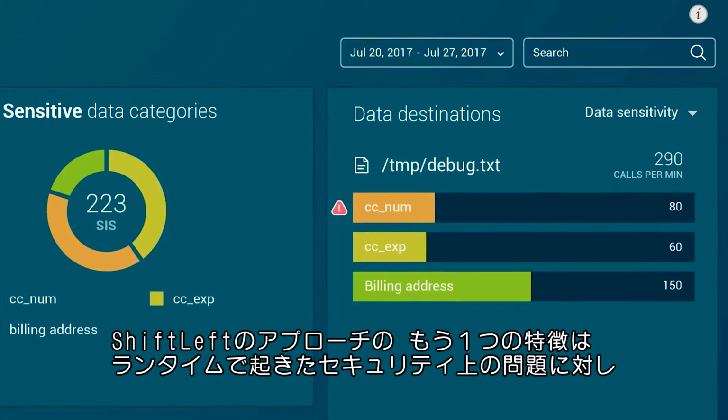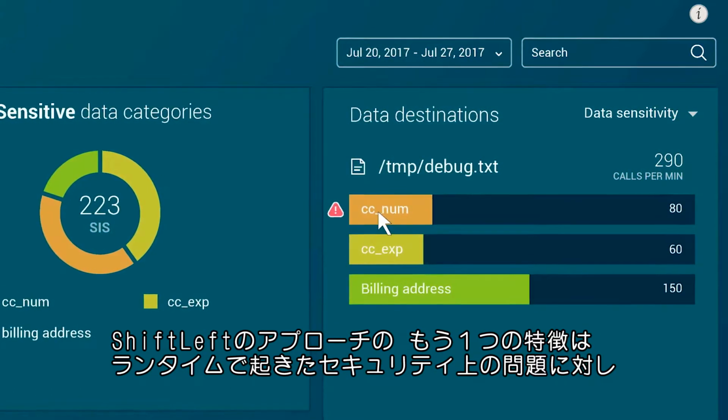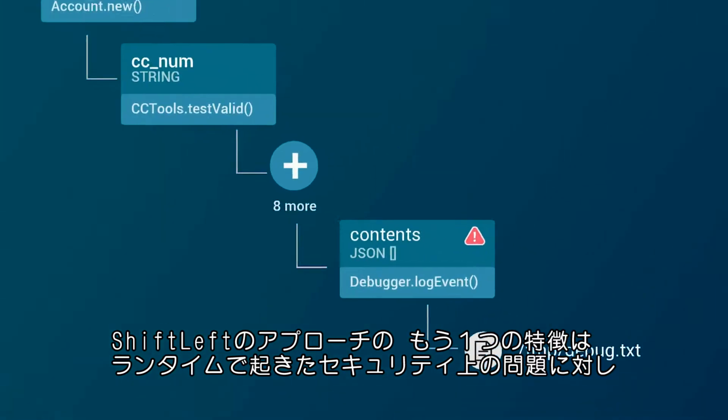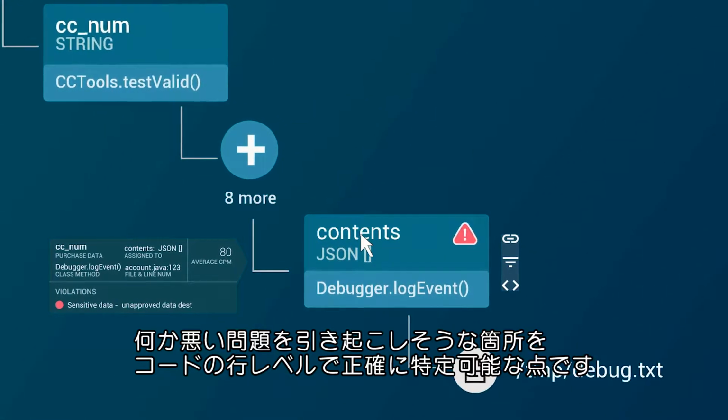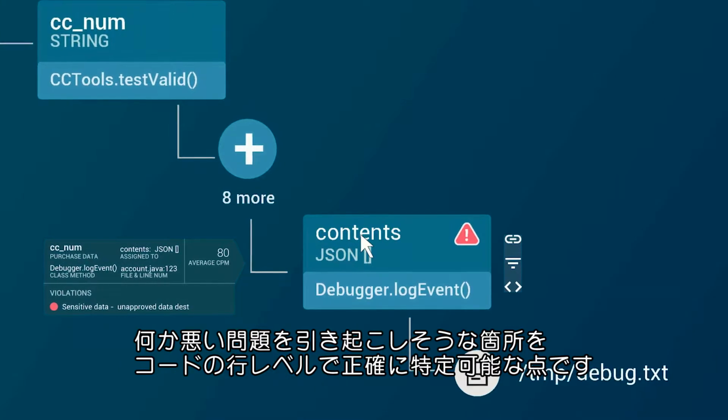A key advantage in the ShiftLeft approach is also that when we see something happening at runtime, we can tell you the exact line of code that was leveraged to do something bad.